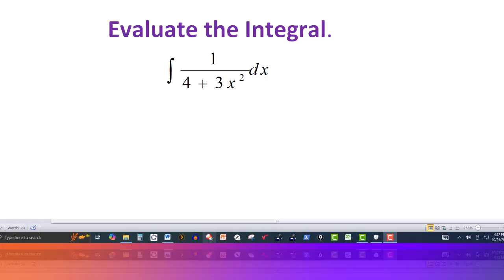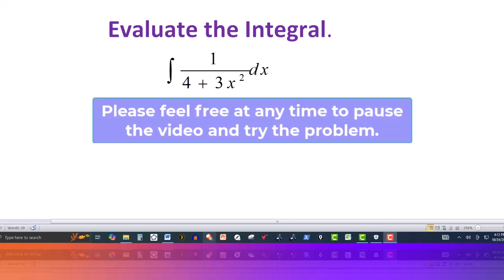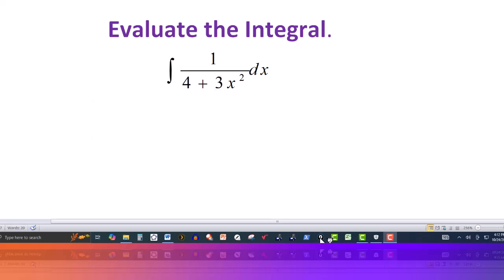In this video we have the integral of 1 over 4 plus 3x squared. And it is a rational expression, but the denominator isn't really a factor. It's an irreducible quadratic, so partial fractions I don't think would work here. U-substitution would be another option.